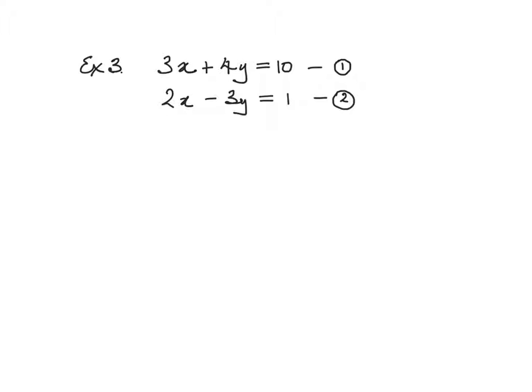This third example is just a bit more complicated than the second one. You'll notice that we've got a 3x here and a 2x here, so those are both different. We've got a 4 here and a 3 here, so those are both different. In example 2, I was able to multiply one of the equations so that we could have the same number of x or y. That we cannot do here. So what we have to do is to multiply both equations.